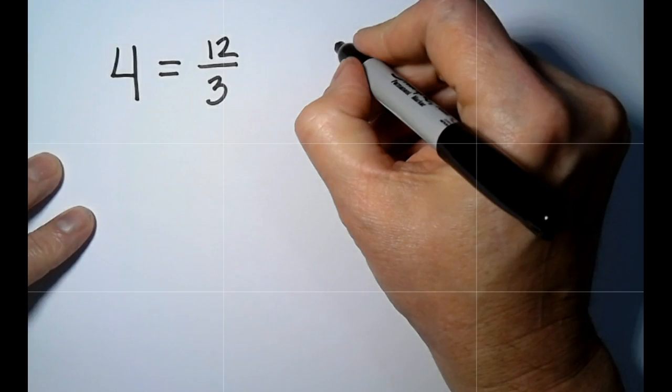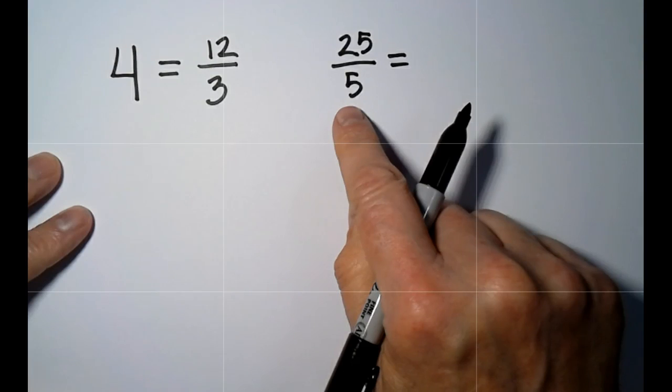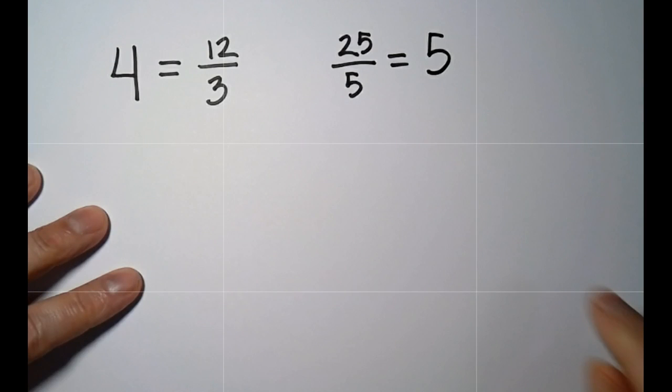And we should be able to reverse that process as well. If I gave you the improper fraction of 25 fifths and said how many whole units are in 25 fifths, you should be able to tell me that the whole is 5. So for every 5, I have 1 whole set. 5, 10, 15, 20, 25. So 5 is the same as 25 fifths.